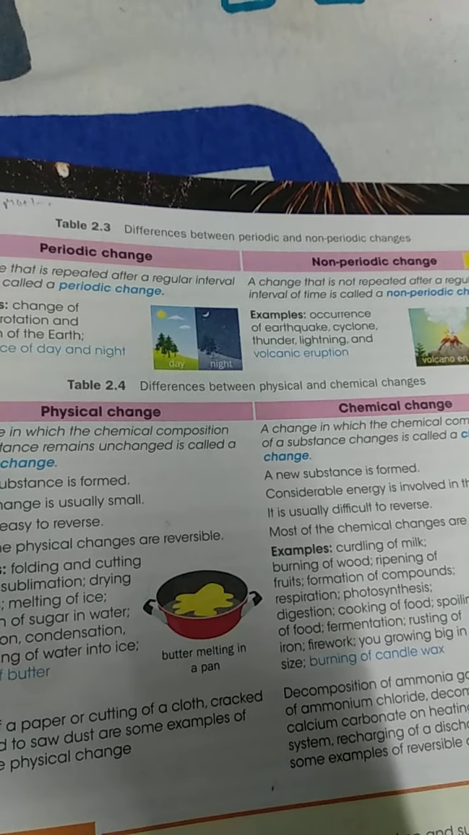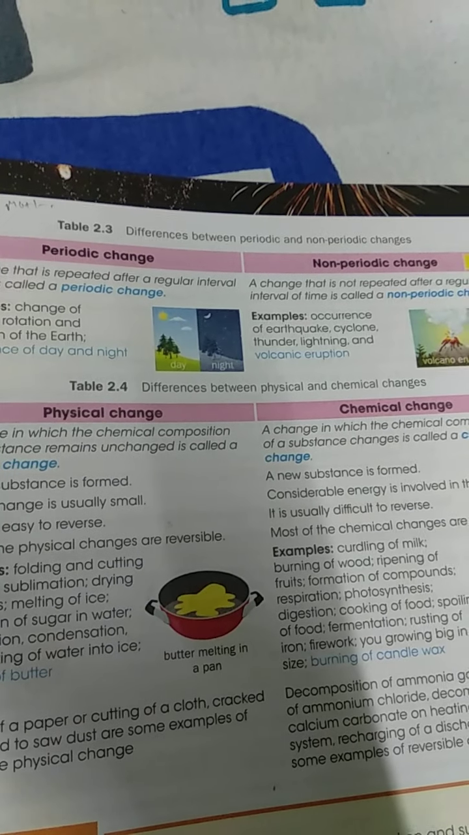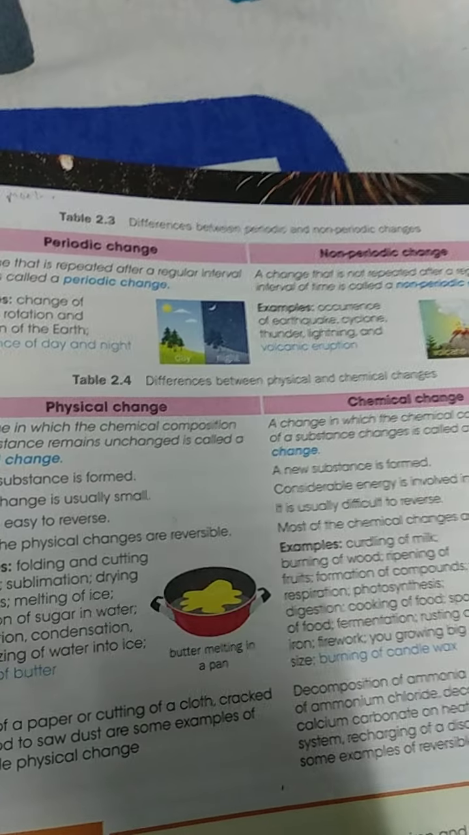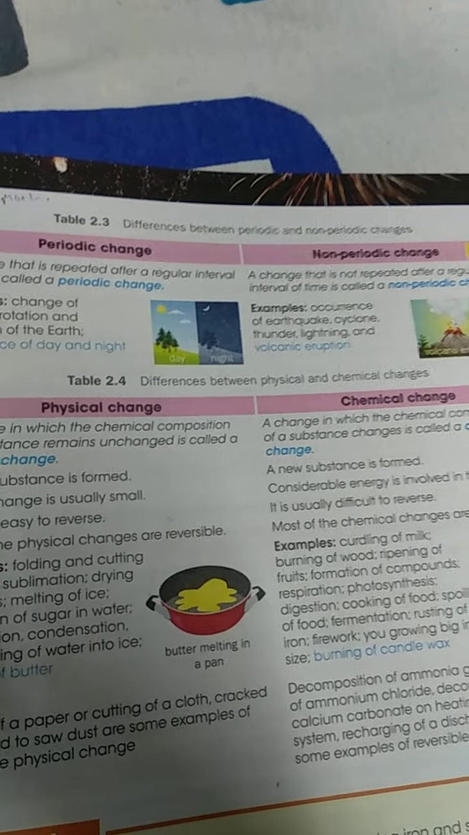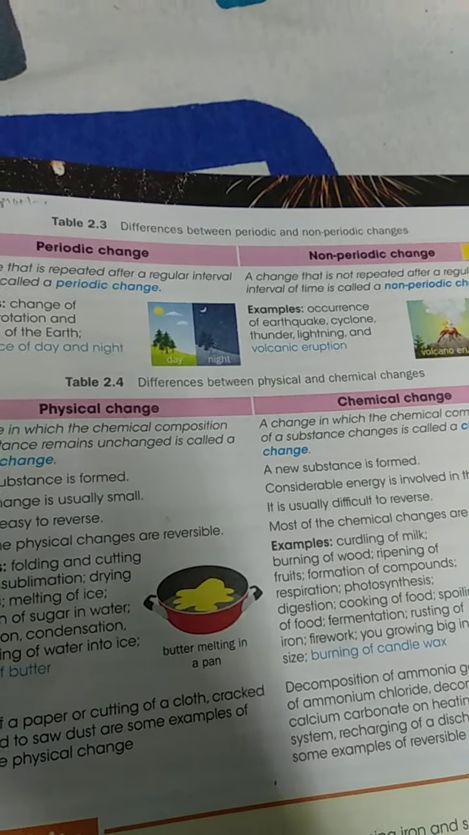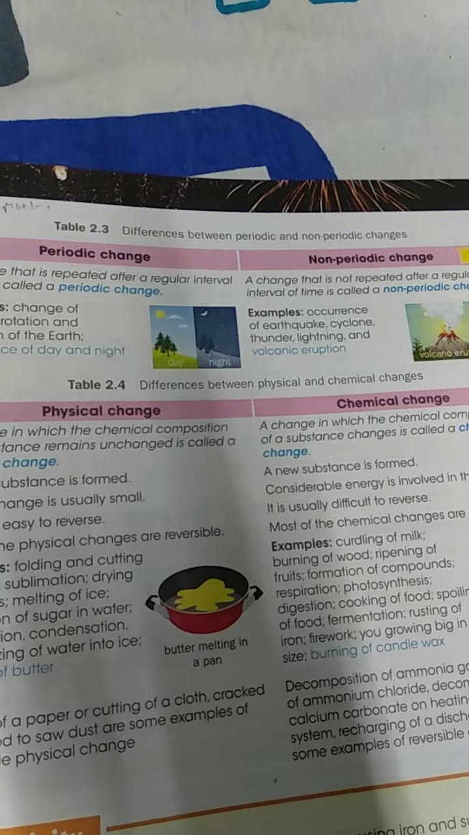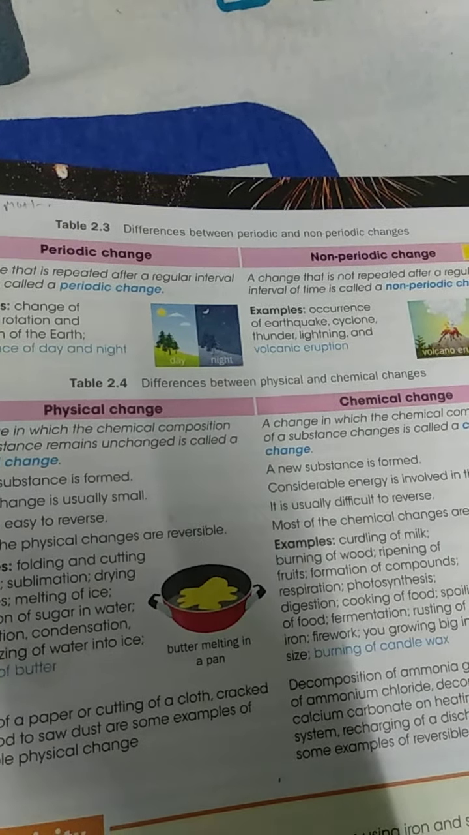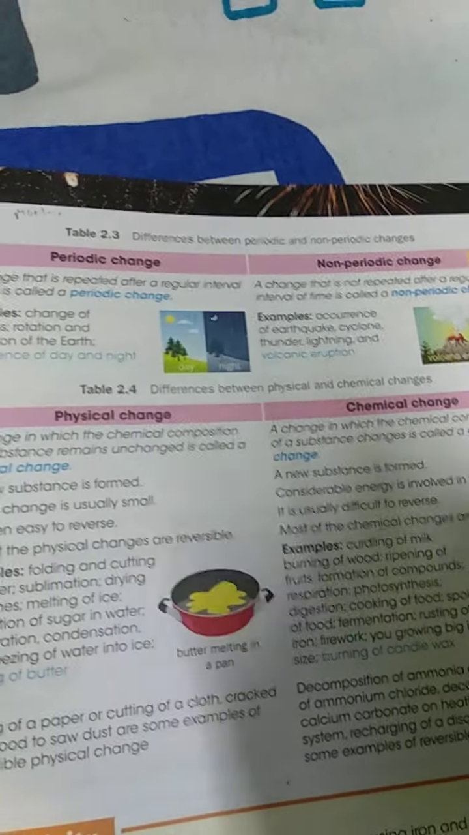And non-periodic changes are changes that are not repeated after a regular interval of time. For example, volcanic eruption, earthquake. Does an earthquake occur every time? No. After a long time, due to some reason, an earthquake occurs. Thundering, lightning, all these are non-periodic changes because they are not repeated after a regular interval.